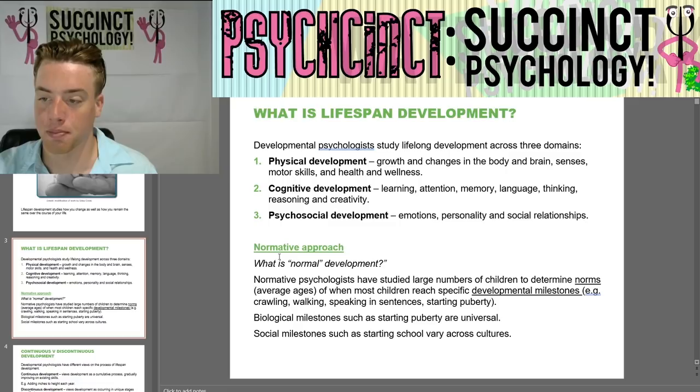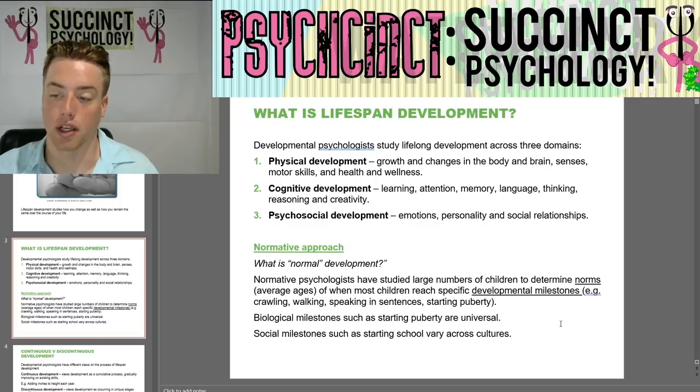So, normative approach. What is normal development? Normative psychologists have studied large numbers of children to determine norms, or average ages, of when most children reach specific developmental milestones. For example, crawling, walking, speaking in sentences, starting puberty. Then you have biological milestones, such as starting puberty, are universal. You know, everybody goes through puberty. And social milestones, such as starting school, vary across cultures. It's not all the same.